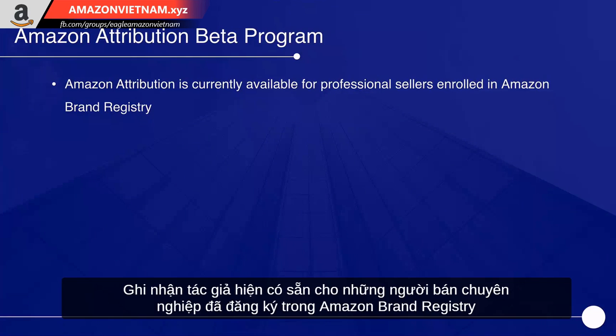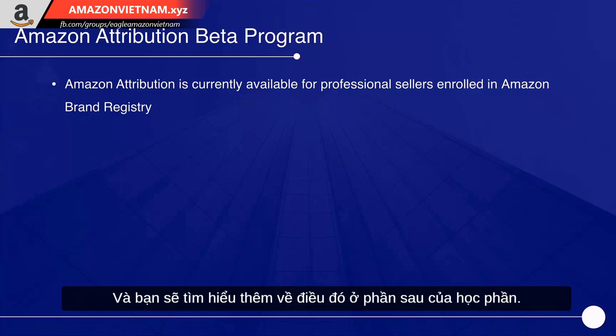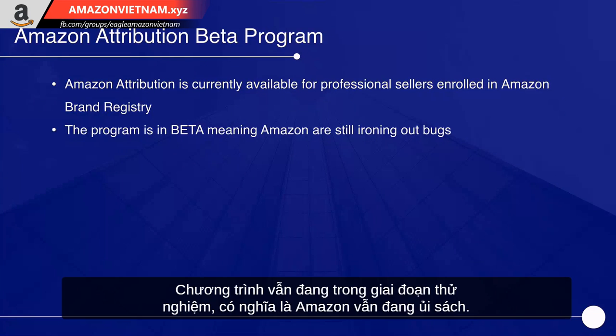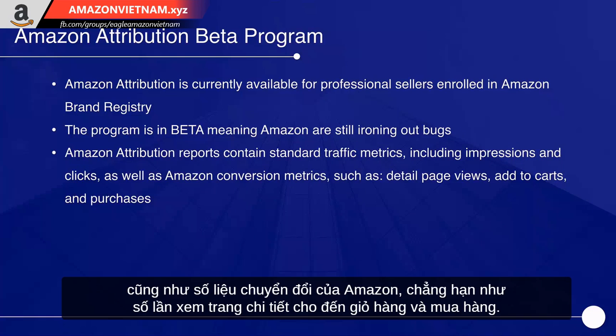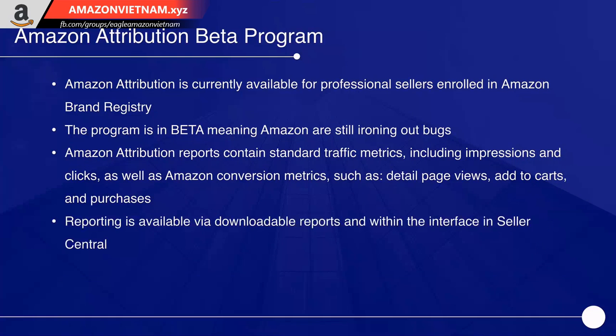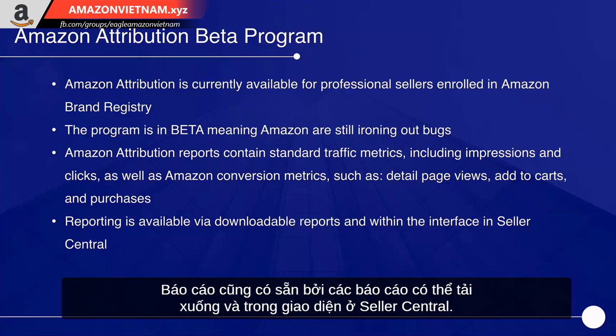Amazon Attribution is currently available for professional sellers enrolled in Amazon Brand Registry, and you're going to learn more about that later in the module. The program is still in beta, which means Amazon are still ironing out the bugs. Amazon Attribution reports contain standard traffic metrics, including impressions and clicks, as well as Amazon conversion metrics such as detail page views, add to carts, and purchases. Reporting is also available via downloadable reports and within the interface in Seller Central.